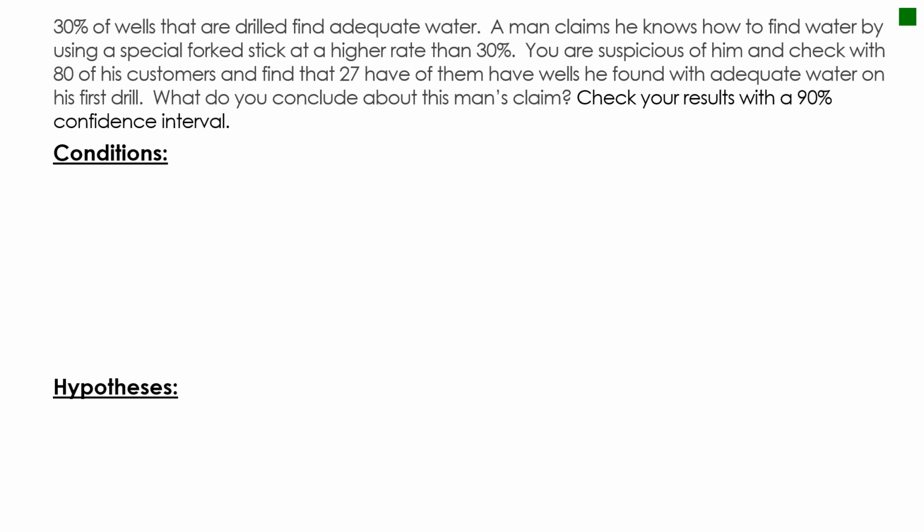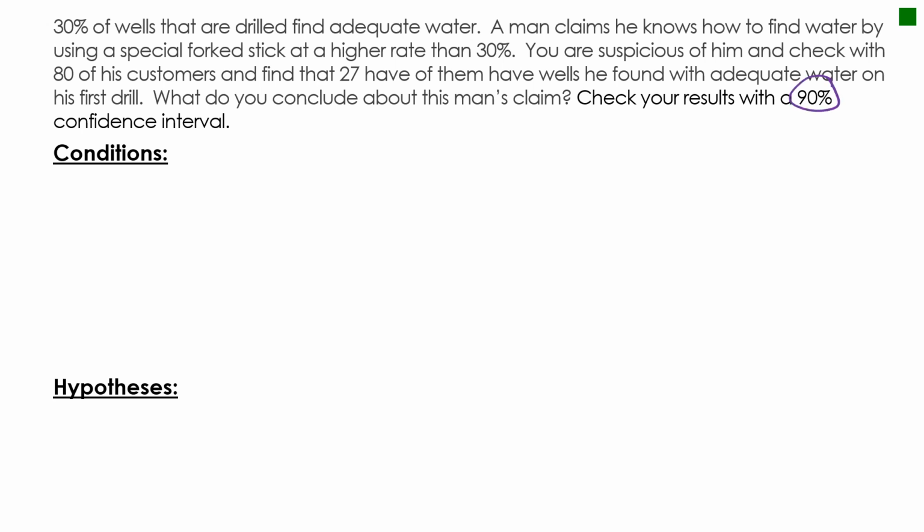So this one says 30% of wells that are drilled find adequate water. A man claims he knows how to find water by using a special forked stick at a higher rate than 30%, so he thinks his special forked stick will help him to find water better than the average person. You are suspicious of him and check with 80% of his customers to find that 27 of them have wells he found with adequate water on his first drill. What do you conclude about the man's claim? So is he full of it or not? Check your results with a 90% interval.